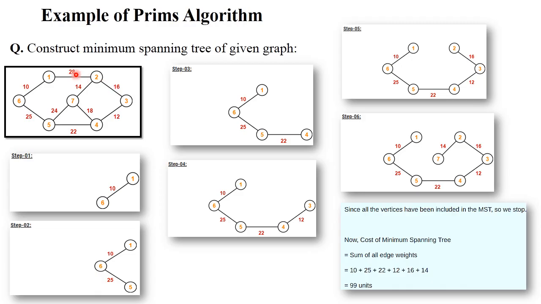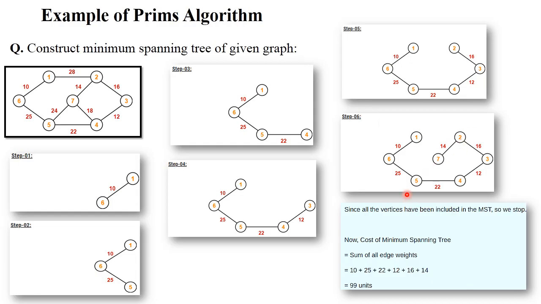Which is the smallest? 16 is smallest. So add this path, that is 3 to 2, 16, right? Now check the smallest path between 1 or 2. From 1 to 2 is 28 and from 2 to 7 is 14. So the minimum path is 14, right? So this path will be added here.